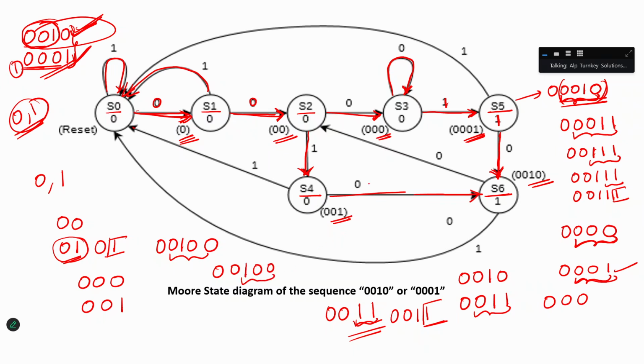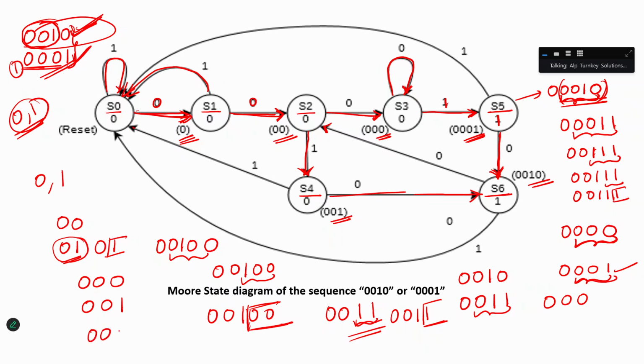3 bits I need to check. Anywhere matching? Not matching. 0, 0, 1, 0, 0. 2 bits I need to see. Are 2 bits matching? Yes. It's matching at S2. Okay? So that's why it will go to which one? S2. As this is overlapping, it will go to S2. Okay? Overlapping is a little bit confusing. That's why you need to check like this.